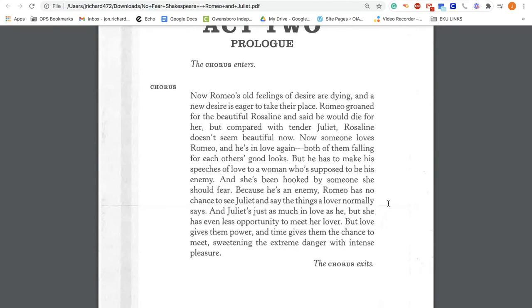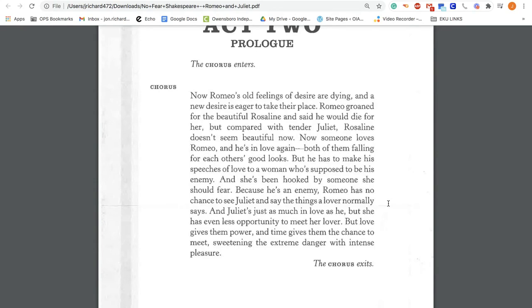They would say, "Now Romeo's old feelings of desire are dying, and a new desire is eager to take their place. Romeo groaned for the beautiful Rosalind and said he would die for her. But compared with tender Juliet, Rosalind doesn't seem beautiful now." So you can see how quickly Romeo's ideas of love are changing, okay?